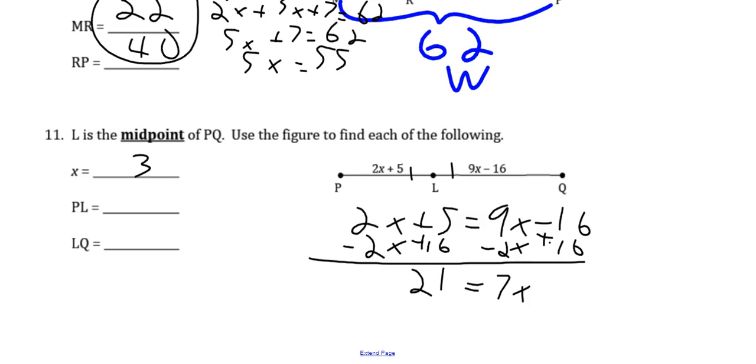Now I'm going to plug 3 in for PL, right there. Okay? So 2 times 3 is 6, plus 5 is 11. It asks for LQ. That's right here. Now I could plug 3 in there, but since I know those two are equal, I can just put 11. Now notice it did not ask me for PQ, but if it did, I would just double or add those two together and get 22.